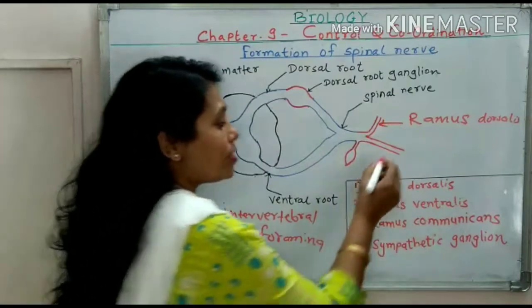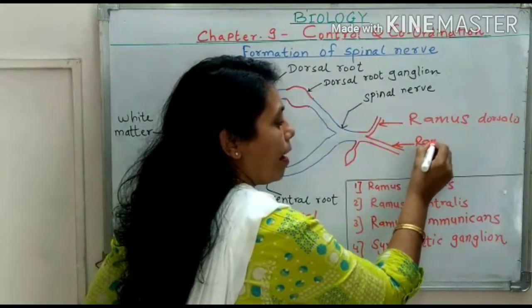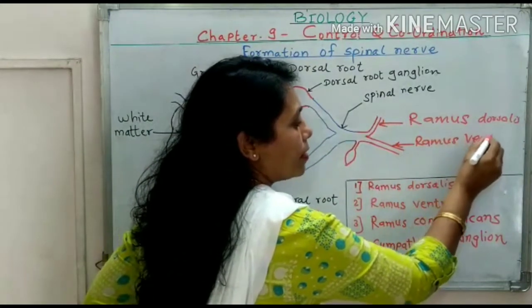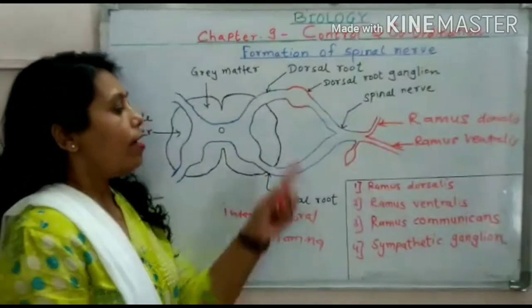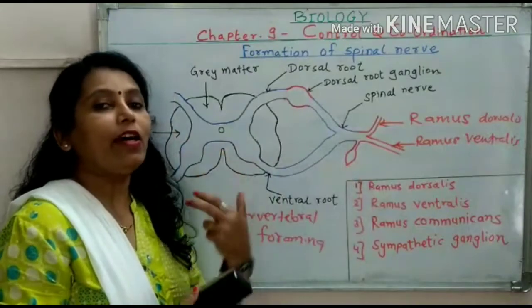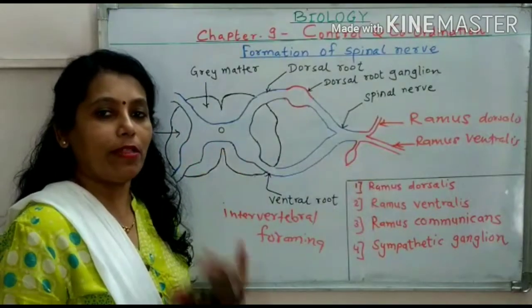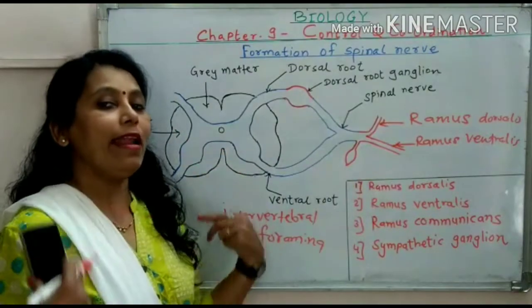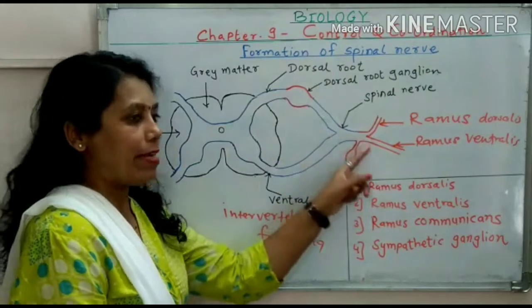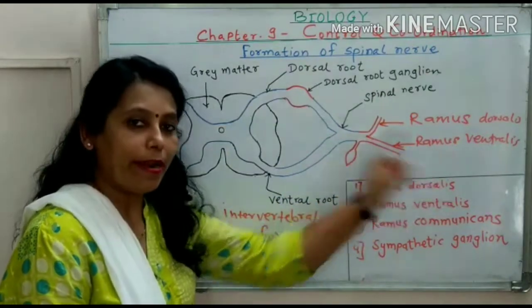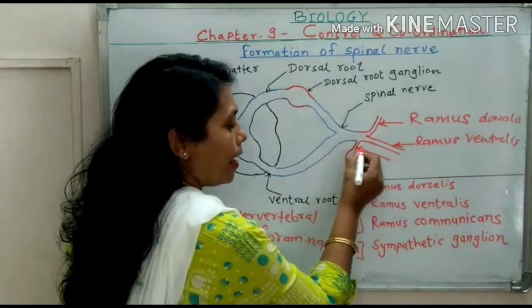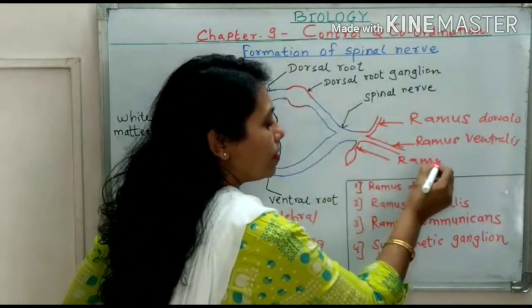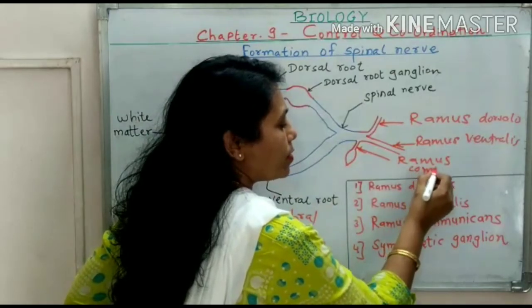This is Ramus ventralis. Why is it called Ramus ventralis? Because this branch innervates the ventral part of the body. This is our ventral part and the lateral side also. So, that branch is called Ramus ventralis. The third branch is called Ramus communicans.